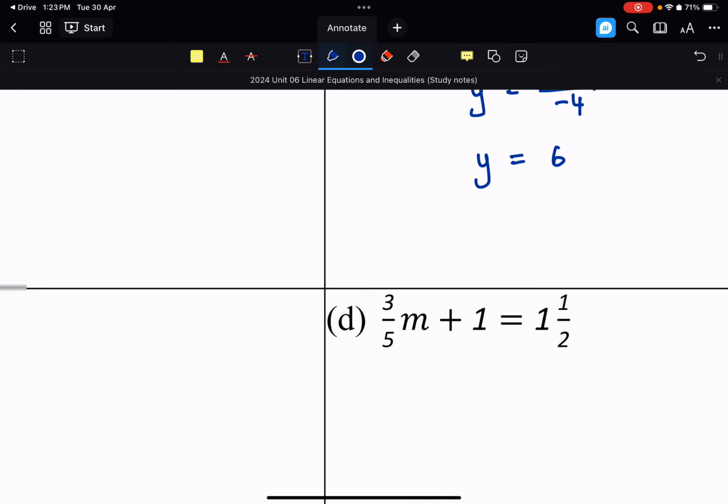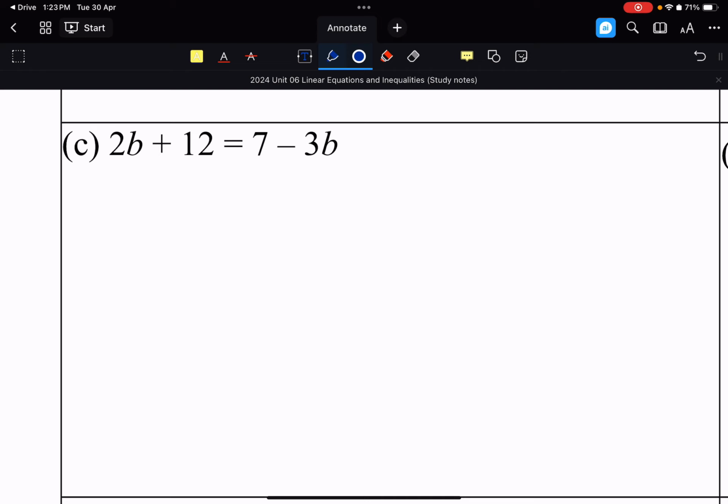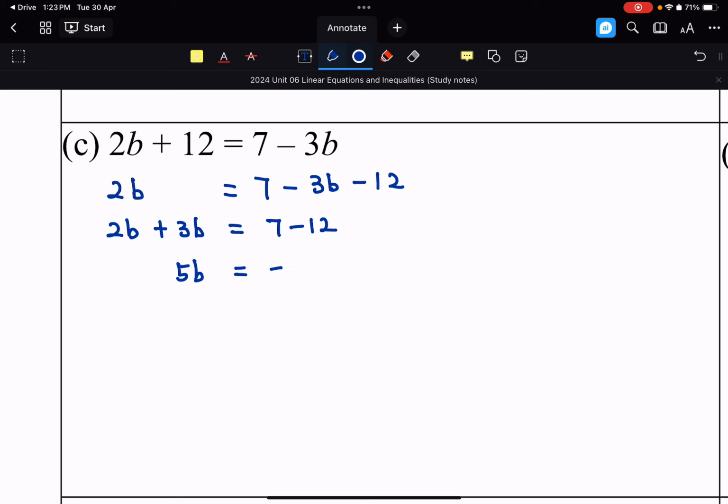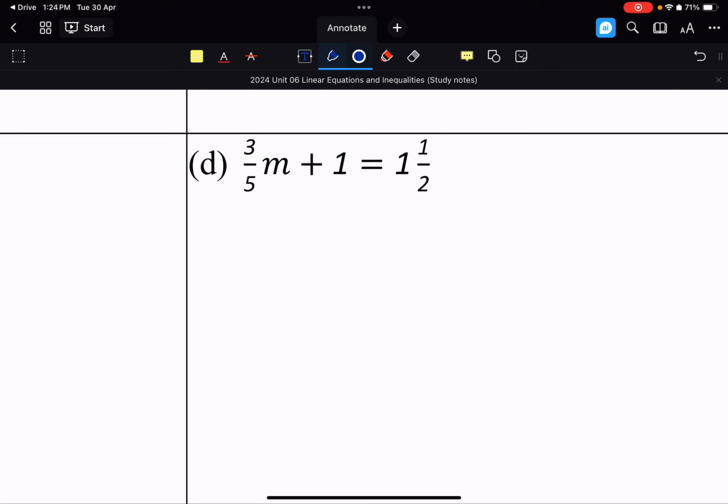Right? Moving on. You have another scenario. This time round, let's get rid of the 12. Why not? Let's begin there. So this will be equal to 7 minus 3b minus 12. And then we add 3b on both sides. So it's 2b plus 3b equals 7 minus 12. Which means 5b is equal to negative 5. b is equal to negative 1. Right? So I hope you have been successful so far. Let's go on. We are halfway through all the examples.